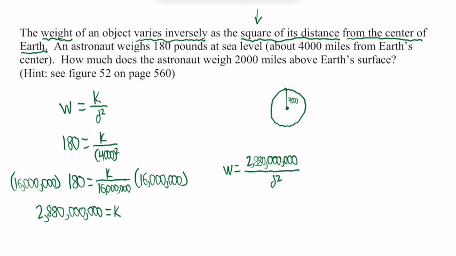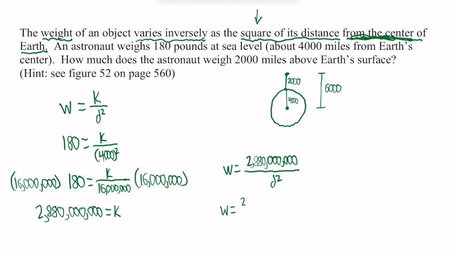Now let's look at the last part of the problem, which says, how much does the astronaut weigh 2,000 miles above Earth's surface? The mistake that a lot of students make here is plugging in 2,000 for d. But d, remember, is the distance from the center of the Earth. So if the astronaut is 2,000 miles above Earth's surface, and the distance from the center to the surface is about 4,000 miles, put together, that overall distance would say that the astronaut is about 6,000 miles from the center of the Earth. So here we're going to plug in 6,000 for d.